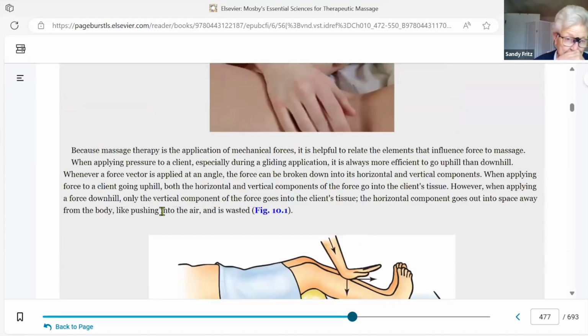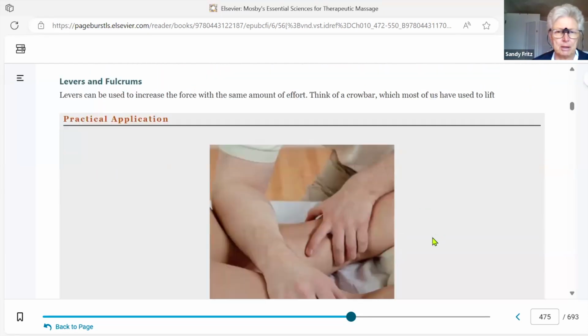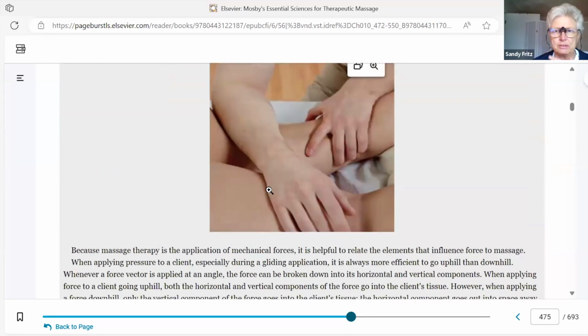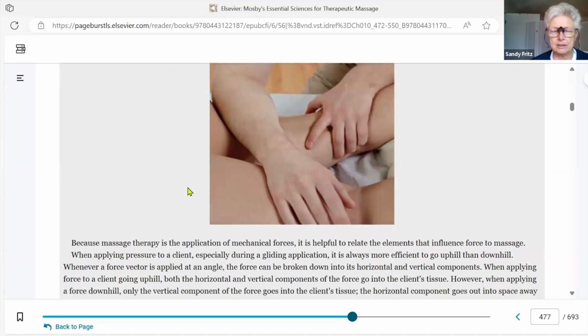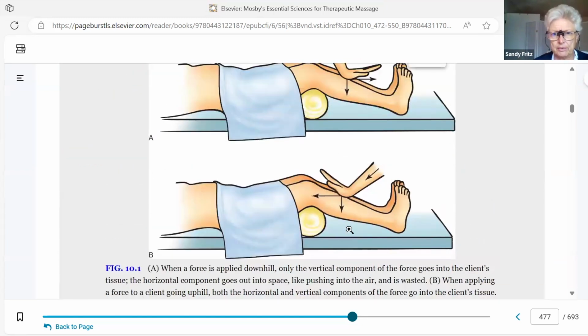This is a box that's really important. You'll hear us talk about leaning uphill, but it has to do with vectors of force, the direction and how it's going into the structured tissues. So if I massage down the hill, my pressure is into this structure, but another piece of that is just going off into the air. Whereas if I go the other direction, I'm getting pressure in through both areas in through here.